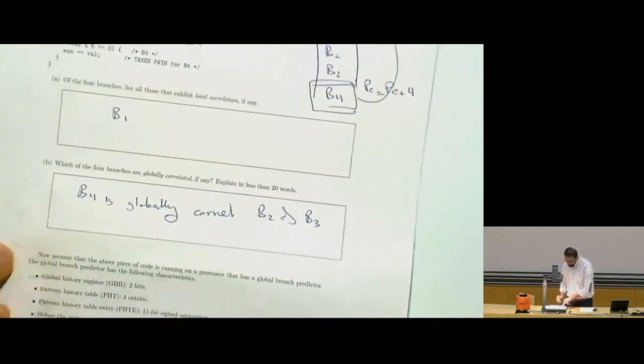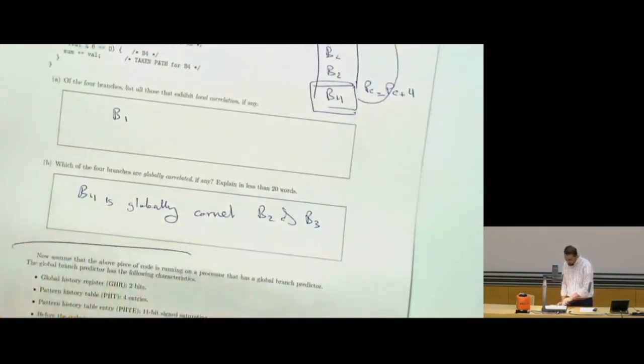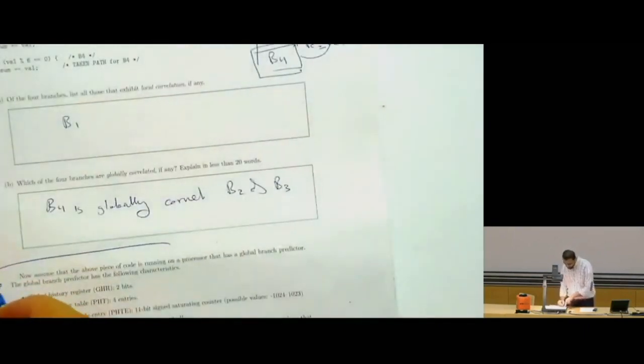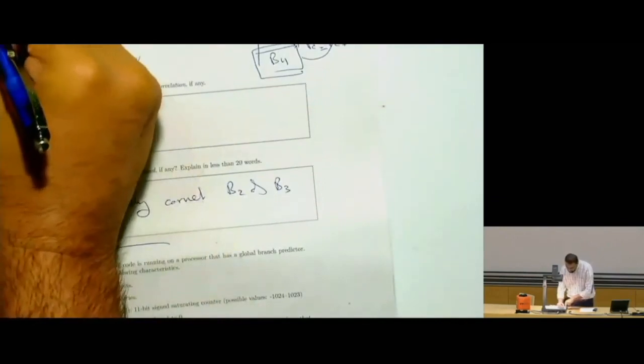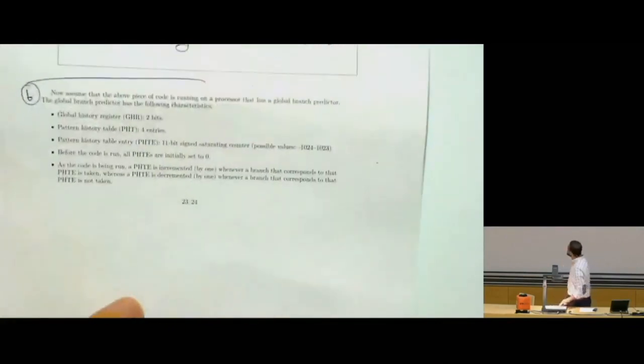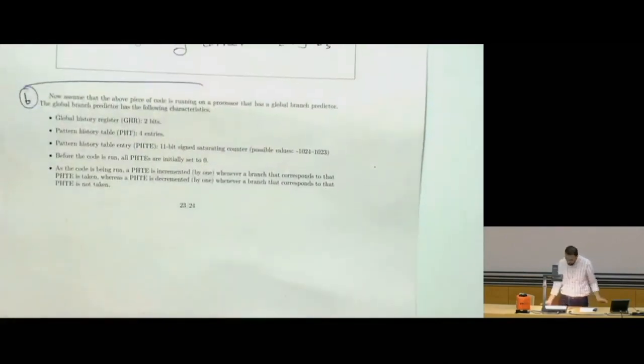Okay, so now for the second part of the question. So this should be B or 2, and this is A. Okay. So now I want to run this piece of code on a processor that has a global branch predictor.